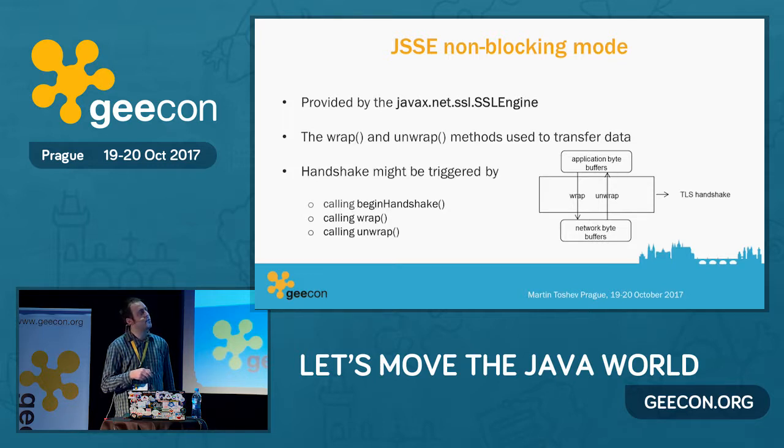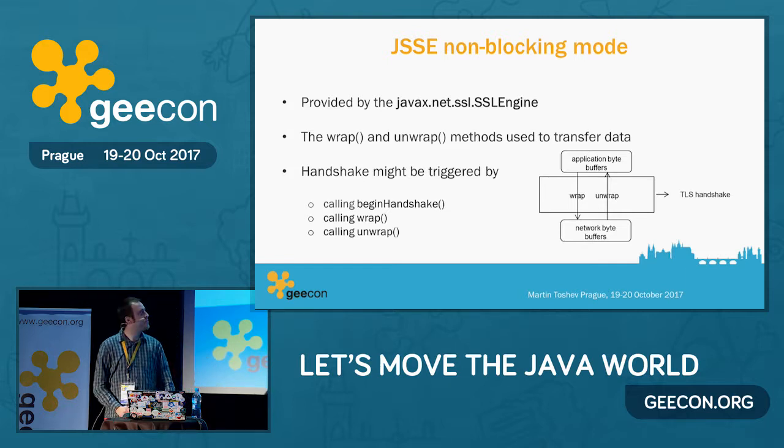Vice versa, if you want to read some information from an SSL server, you use the unwrap method to read the stream of bytes from the network byte buffers, and then you write them to the application byte buffers unencrypted. In the meantime, the SSL Engine is responsible for establishing the initial handshake before communication can be started. And the handshake also uses those wrap and unwrap methods to exchange the SSL handshake messages.